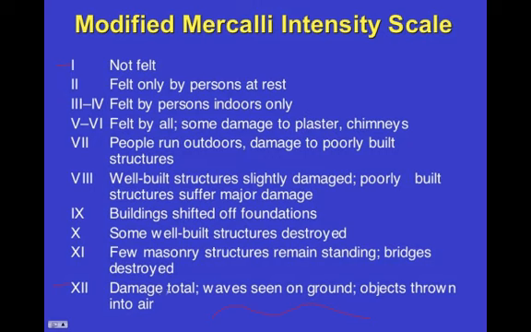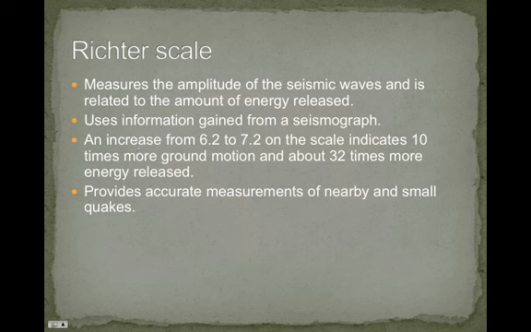Looking through the scale, you can see that this is pretty much easy to give a number to, but again, it changes so much from place to place because you have so many other variables, building structure and soil structure being the main two. The Richter scale came about with the use of a seismograph. It measures the amplitude of the seismic waves. That's how much they move, kind of how much they move up and down, and is related to the amount of energy released. Again, we use a seismograph for this, and we get a nice little reading. We can use that reading to tell how big of an earthquake it was.